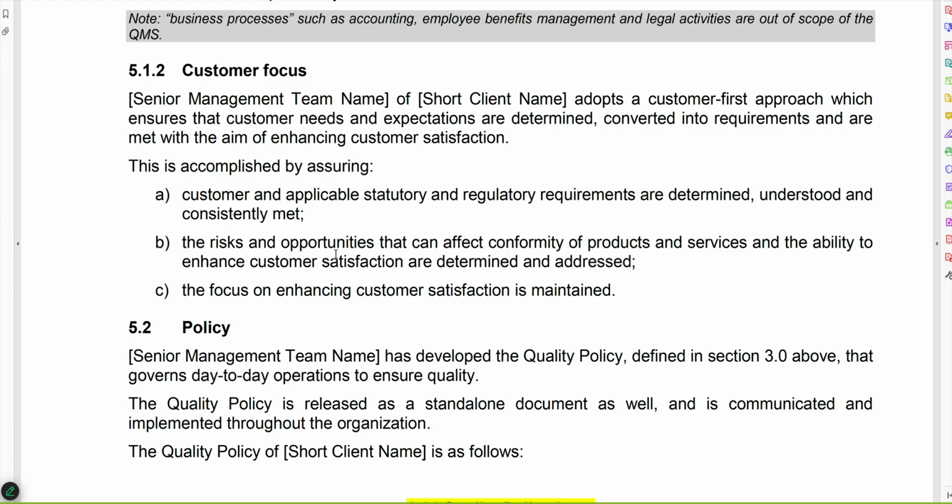Again, how we know that they are met is by, of course, doing audits, but obviously also looking into the number of complaints or deficiencies. And then by assuring the risks and opportunities that can affect conformity of products and services and the ability to enhance customer satisfaction are determined and addressed. And of course, by assuring the focus on enhancing customer satisfaction is maintained.